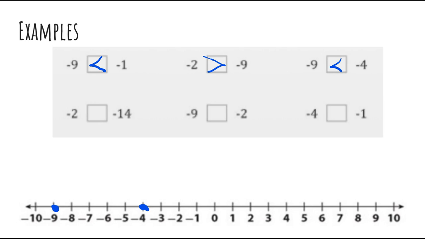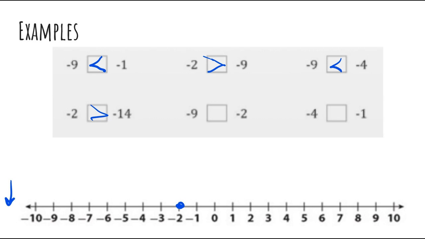Closed. Okay, -2 and -14. I plot -2. I can't even plot -14. It's over here somewhere on my number line. So it's definitely further left. That means -2 is bigger than -14, where -2 is greater than -14.